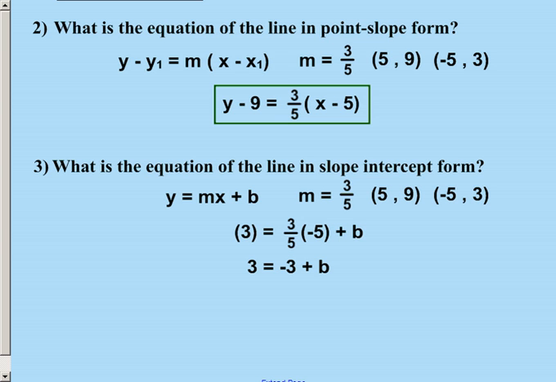Simplifying the problem a little bit, on the right side, 3/5 times negative 5 is negative 3. Then if we proceed to isolate b, we end up with b equals 6. Plugging back into the original equation, we already knew the slope was 3/5, so we have the equation y equals 3/5 x plus 6.